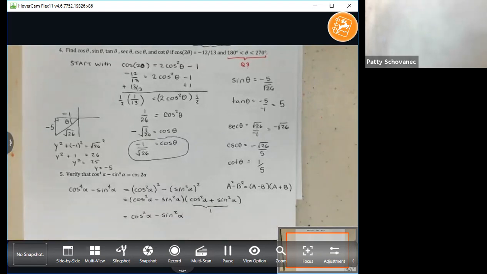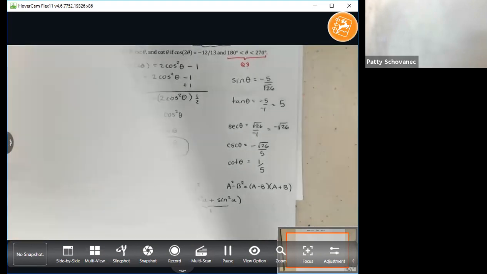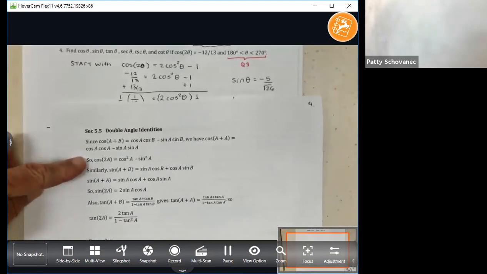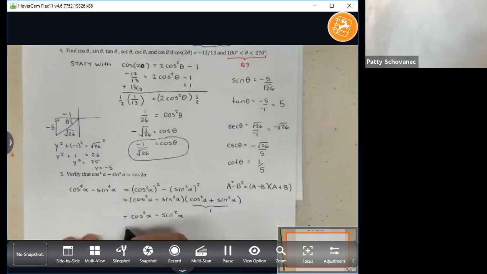And so we're going to pull down our Pythagorean identity, not our Pythagorean identity, our double angle identity from earlier on. And that's that guy. Cosine of 2a is cosine squared minus sine squared. So then we're done.